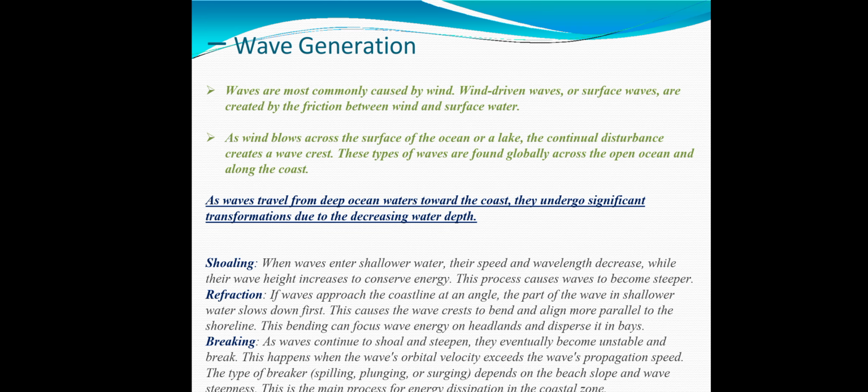Okay, so these types of waves are found globally across the open sea and along the coast also. In rivers or ponds also we see small waves because of the frictional force created by wind. Now we need to know a few basic terms.